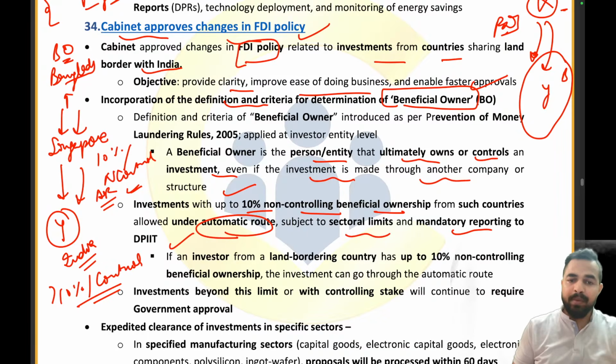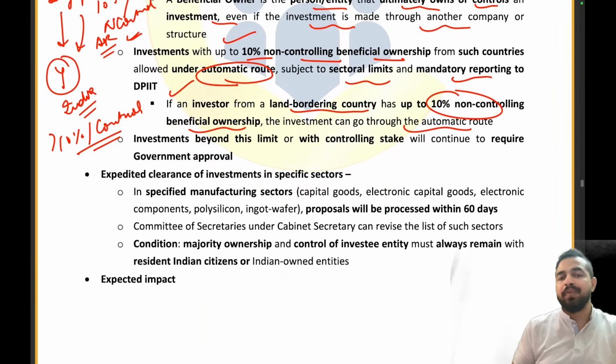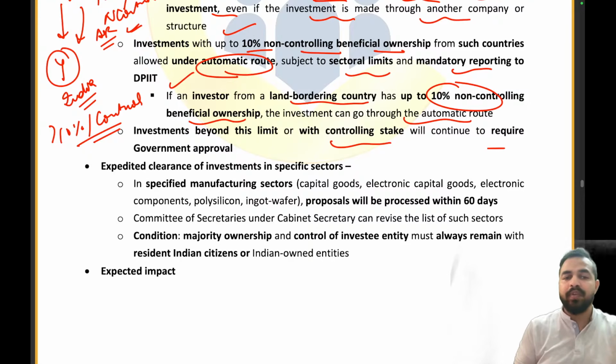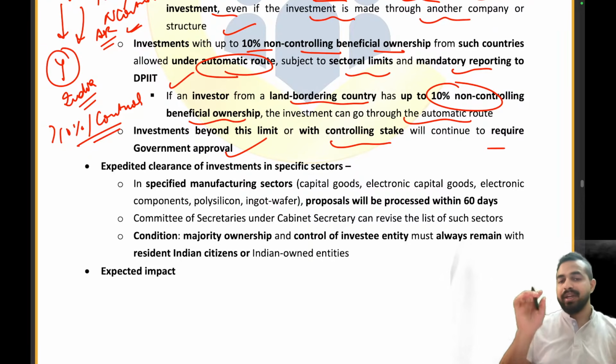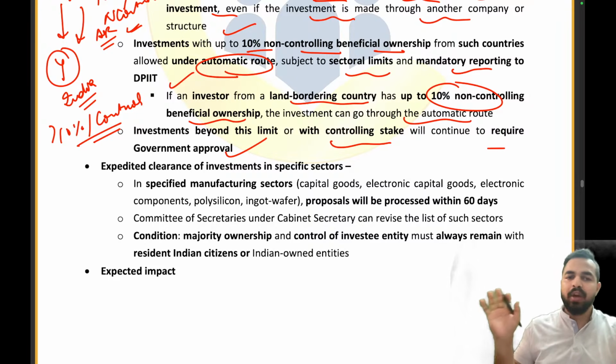And if an investor from a land bordering country has up to 10% non-controlling beneficial ownership, the investment can go through the automatic route. But investment beyond this limit or with a controlling stake will continue to require government approval. For that, it will require approval from the government of India. Otherwise, it cannot be approved. Clear everyone? So for the expedited clearance of investments in specified manufacturing sectors, proposals will be processed within 60 days.